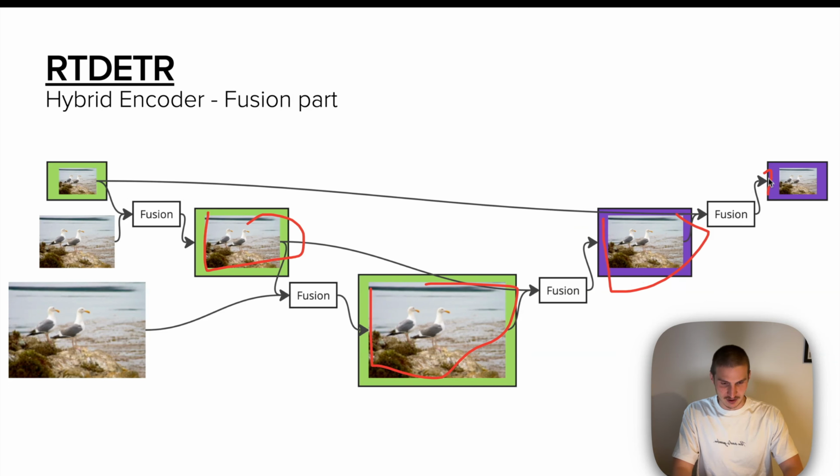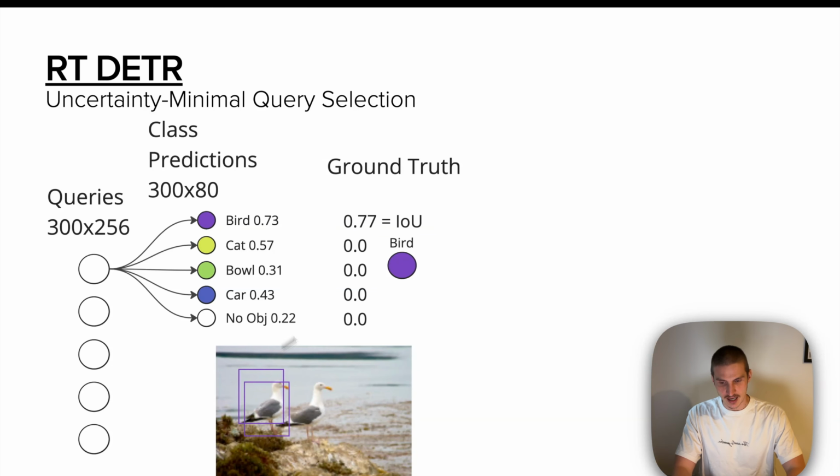So in RT DETR, it's called uncertainty minimal query selection. And this is how it works. So we also have the same class predictions, so one number per each of 80 classes, but the ground truth is now different. So we also say that we got matched with the bird, and let's say that the actual prediction of the bounding boxes is now a little bit off. And instead of putting 1 in here, we put IoU between predicted bounding box and the ground truth bounding box, which is 0.77 in this case. And then we let the model try to predict that.